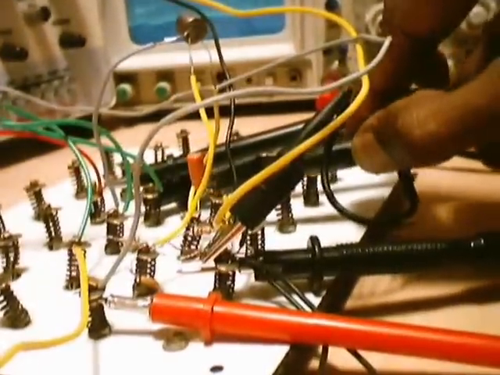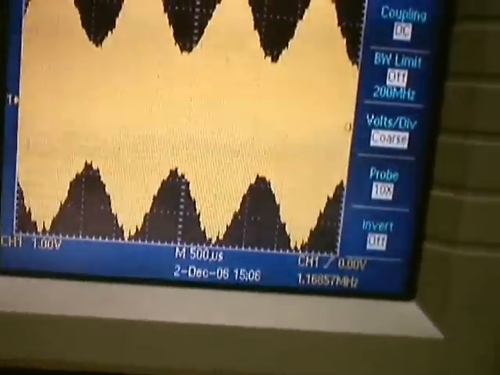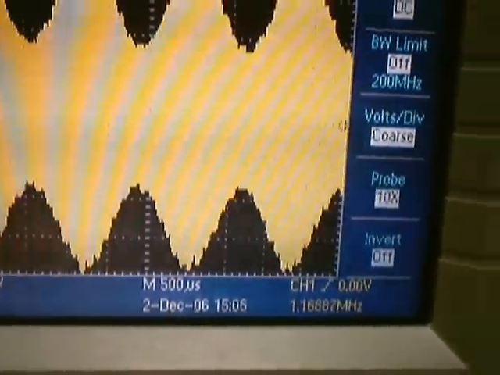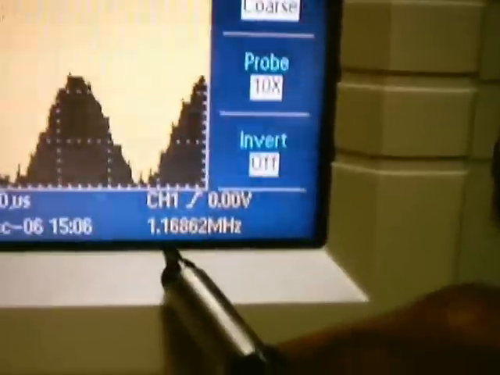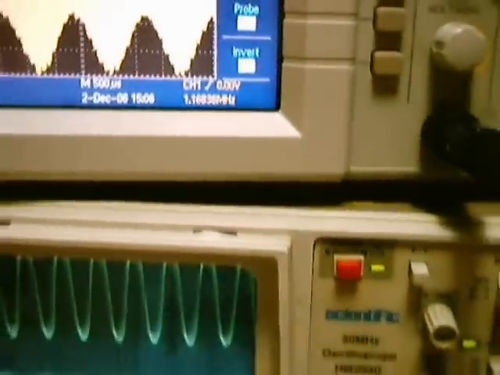Let us just verify what the local oscillator frequency is now. You can just use the DCO for measuring the frequency. Now you can see the local oscillator frequency is 1.168 megahertz. We were expecting a frequency of 1.15, which is very close to 1.168 megahertz.